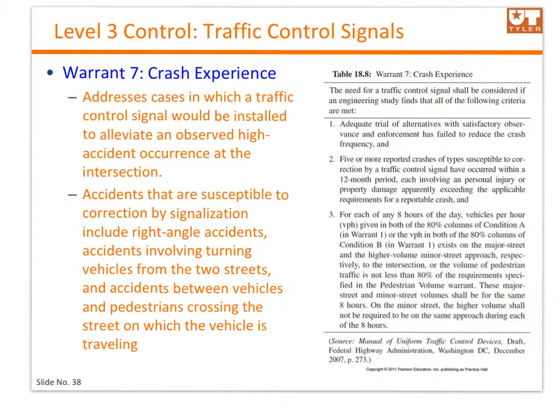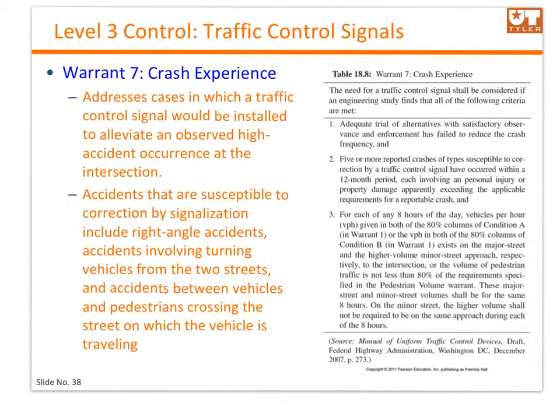And the third condition is for each of any 8 hours of the day, vehicles per hour, which is VPH, given in both of the 80% conditions of condition A in warrant 1, or the vehicles per hour in both of the 80% columns of condition B in warrant 1 exist on the major street and the higher volume minor street approach, respectively, to the intersection, or the volume of pedestrian traffic is not less than 80% of the requirement specified in the pedestrian volume warrant. These major street and minor street volumes shall be for the same 8 hours.